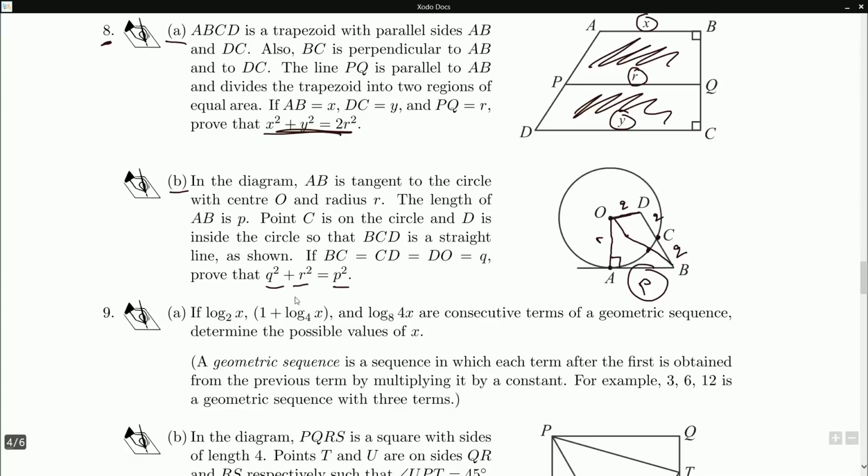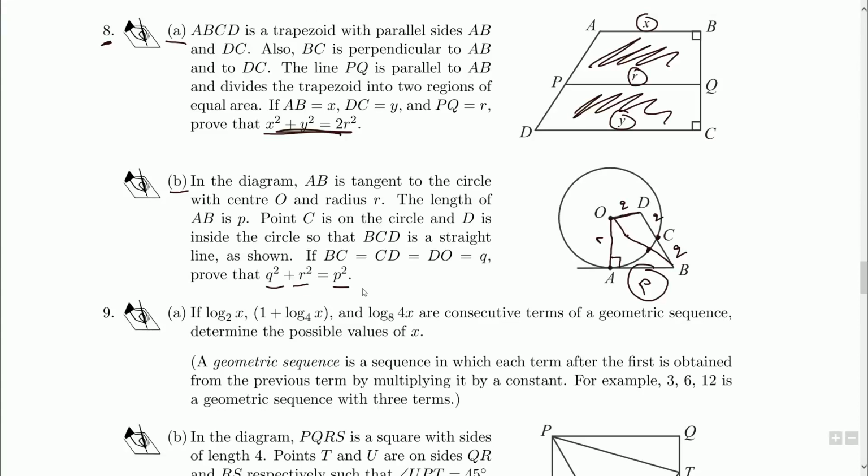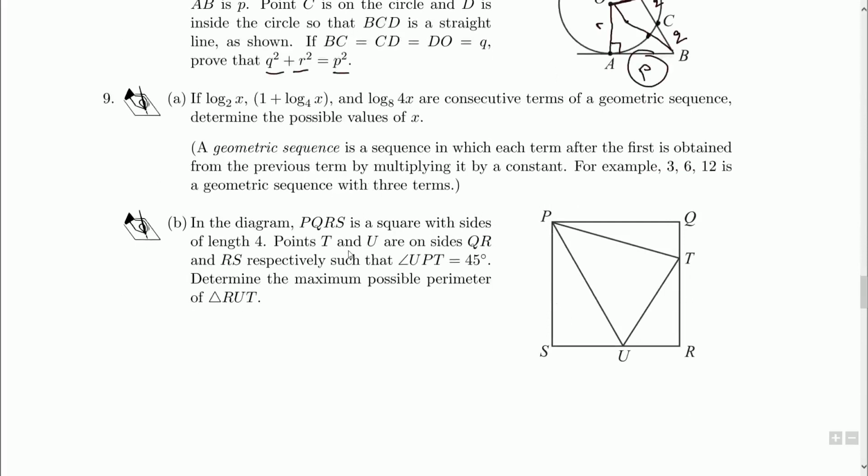That is what we wanted, right? Q squared plus R squared is P squared. Okay, there we go. That finishes up question number 8. So I guess we set our sights on our second last question, which will be question number 9, and I will see you for that next time.